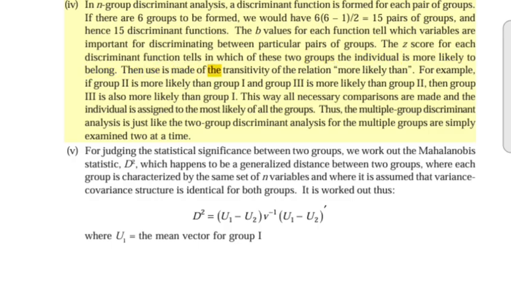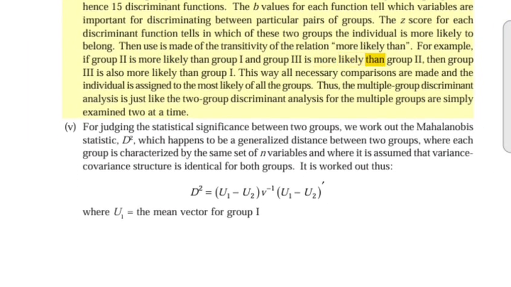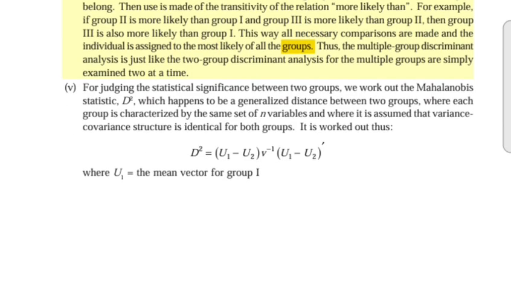Then use is made of the transitivity of the relation, more likely than. For example, if group 2 is more likely than group 1 and group 3 is more likely than group 2, then group 3 is also more likely than group 1. This way all necessary comparisons are made and the individual is assigned to the most likely of all the groups. Thus, the multiple group discriminant analysis is just like the two-group discriminant analysis, for the multiple groups are simply examined 2 at a time.